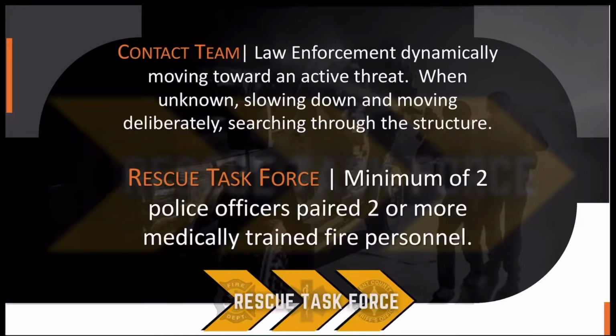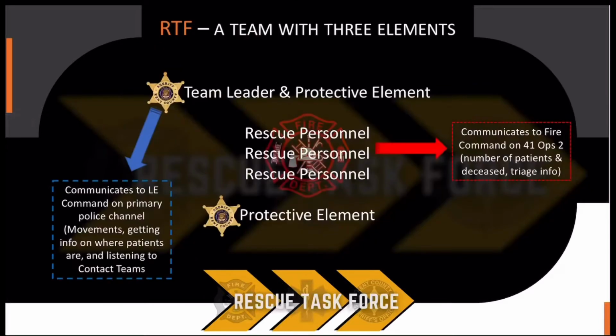Now, in order to have a Rescue Task Force, we have to have a minimum of 2 police officers and 2 medically trained personnel. So again, because the contact team are going to be the initial individuals showing up on scene to go neutralize this threat, we're going to have to wait for more police officers to get on scene in order to be able to make this Rescue Task Force. So what does a Rescue Task Force look like? Well, it's going to have 3 elements.